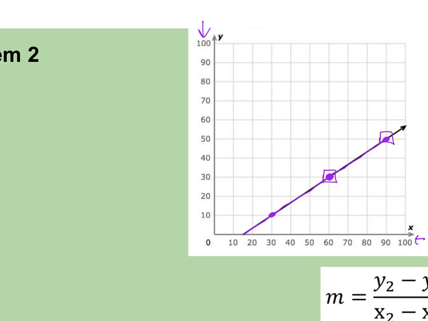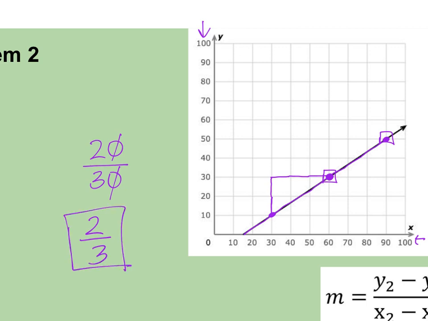Okay. So how far up am I going? 10, 20, numerator. How far to the right? 10, 20, 30, denominator. So I'm not going to leave it like that, right? I can divide by 10, so the slope is 2/3. It's positive, so your answer should be positive.